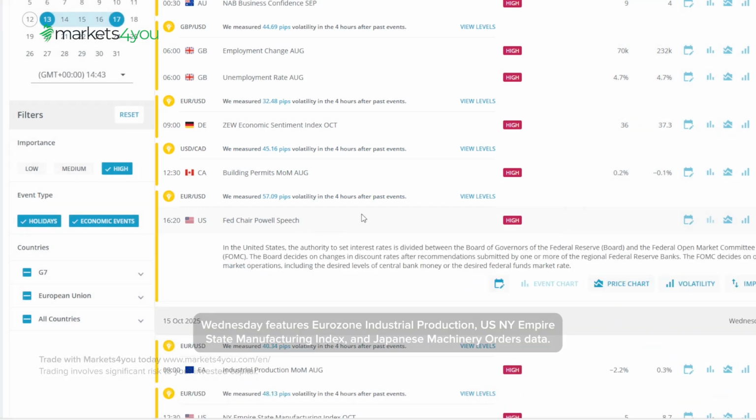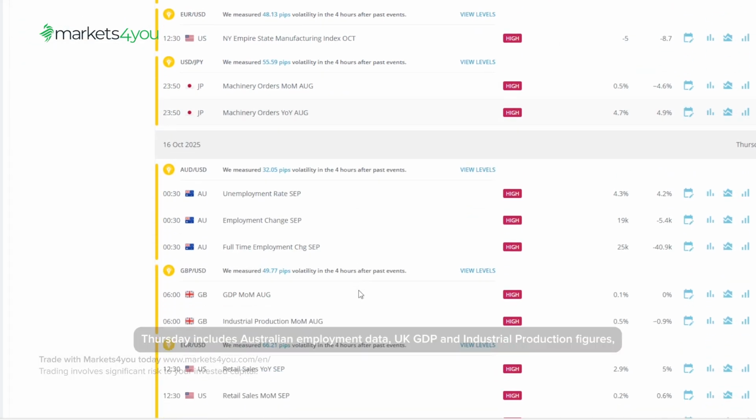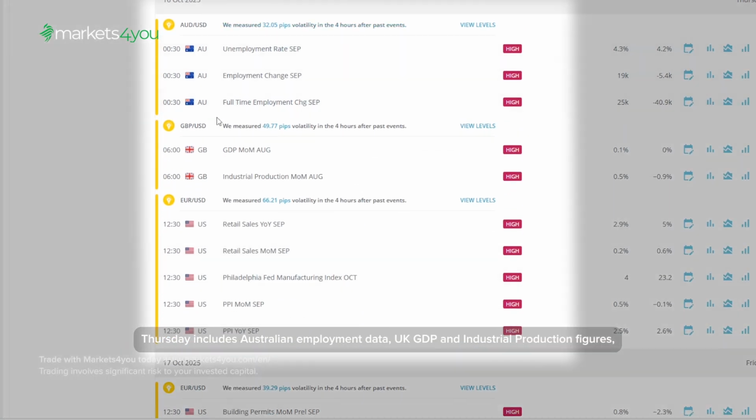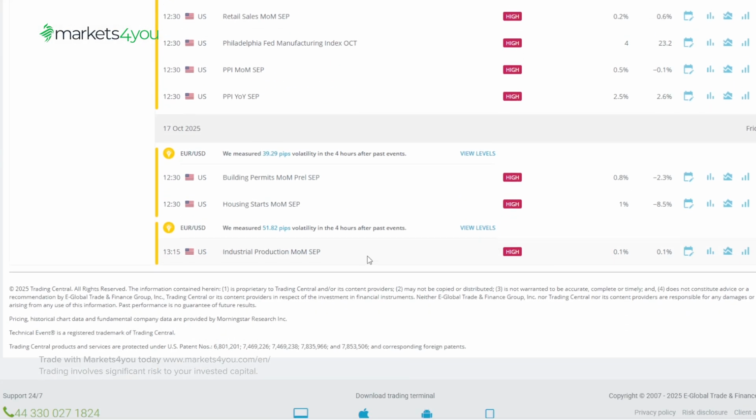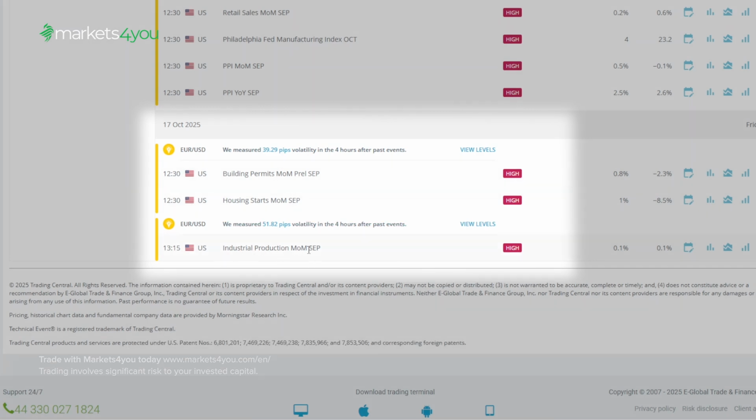Wednesday features Eurozone industrial production, US New York Empire State Manufacturing Index, and Japanese machinery orders data. Thursday includes Australian employment data, UK GDP and industrial production figures, and crucial US retail sales, Philadelphia Fed Manufacturing Index, and PPI data. Friday concludes with US building permits, housing starts, and industrial production figures.